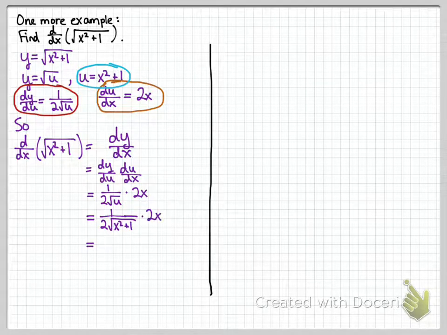So I have 1 over 2 times the square root of x squared plus 1 times 2x. I can cancel some 2's and write it slightly nicer as x over the square root of x squared plus 1. And there's my answer.